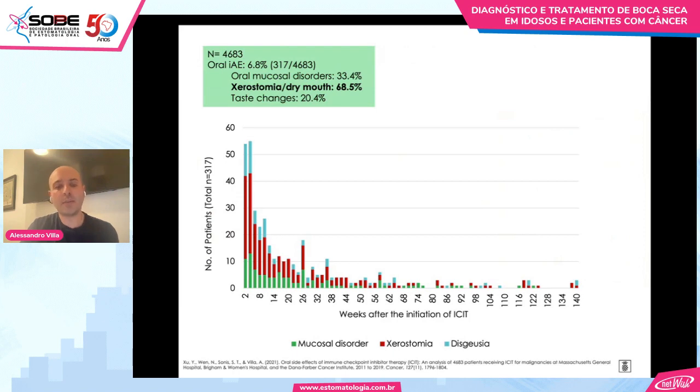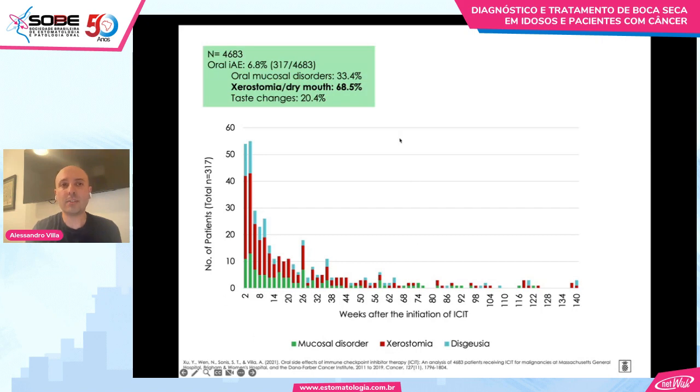This is the work that we did in collaboration with some colleagues at Harvard. Dr. Yaming Zhu was one of my residents back then. He's now faculty at Tufts University in Boston. He looked at about 4,600 patients who received immune checkpoint inhibitors for cancer therapy. And when we look at these patients, 6.8% developed some sort of oral complications, which included dry mouth, oral mucosal diseases, and taste changes.